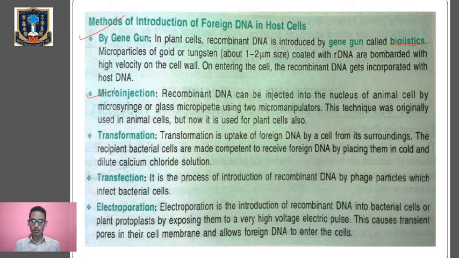The next method is transformation, in which the host cells take up the foreign DNA from their surroundings. In this case, the recipient bacterial cells are made competent to take up the recombinant DNA by placing them in cold and dilute calcium chloride solutions. By this way they will be competent and able to take up the recombinant DNA. Next one is transfection. In this process, the introduction of recombinant DNA is done with the help of phage particles which infect bacterial cells. Phage particles means bacteriophage, the virus which can infect the bacteria.